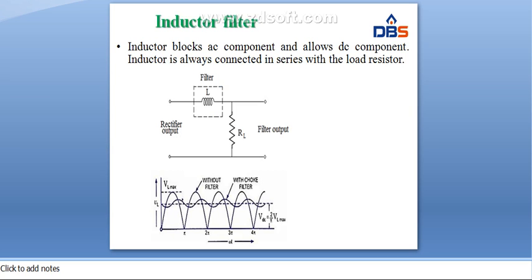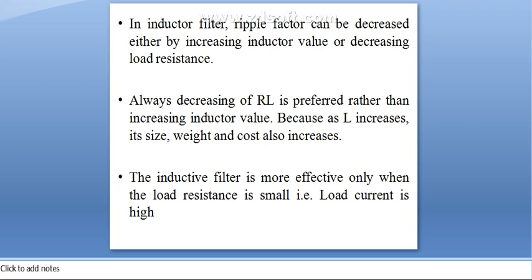This is the circuit diagram of the inductor filter. The inductor blocks the AC component and allows the DC component. Here the inductor is always connected in series with the load resistor. In an inductor filter, the ripple factor can be decreased either by increasing the inductor value or decreasing the load resistance.